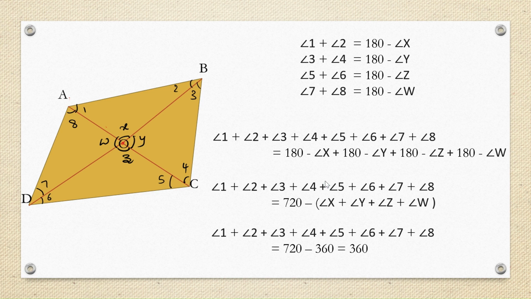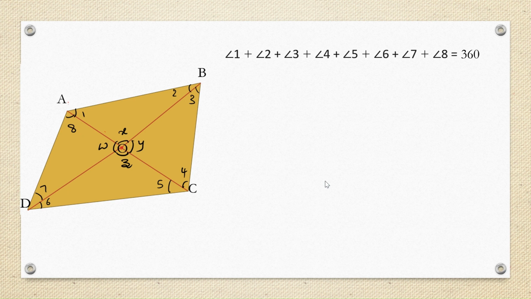Now we have to further simplify the left hand side of this particular equation. If we see this, 2 and 3 sum up to angle B, 4 and 5 sum up to angle C, 6 and 7 sum up to angle D, and 1 and 8 sum up to angle A. So on adding these angles, we get that the right hand side is 360. Hence we can prove that the angle sum of a quadrilateral is 360.